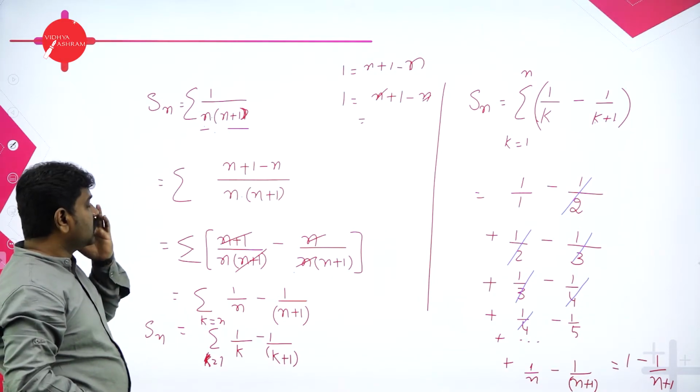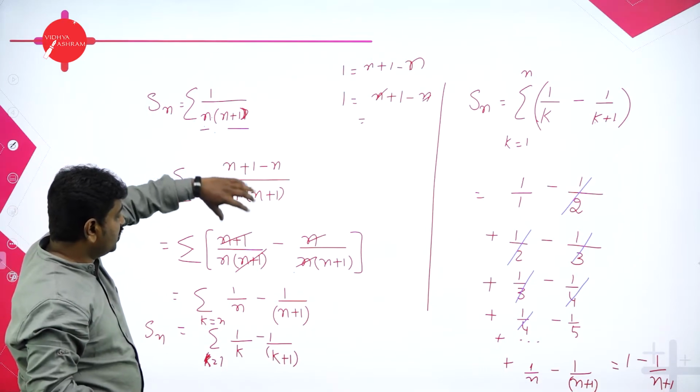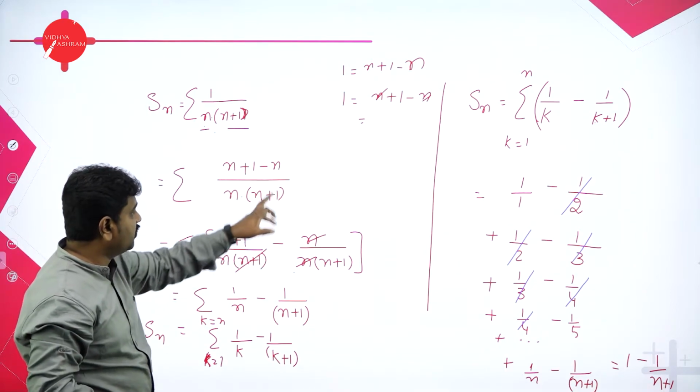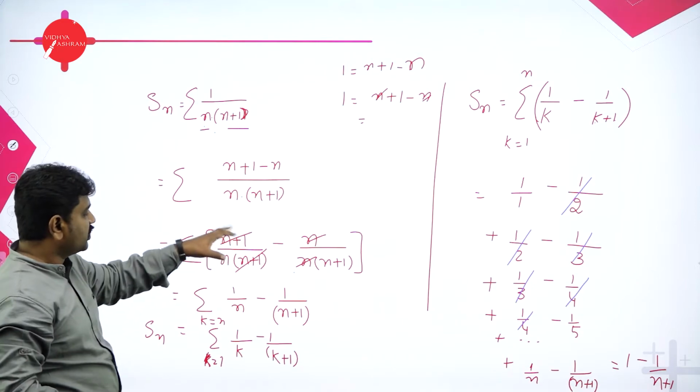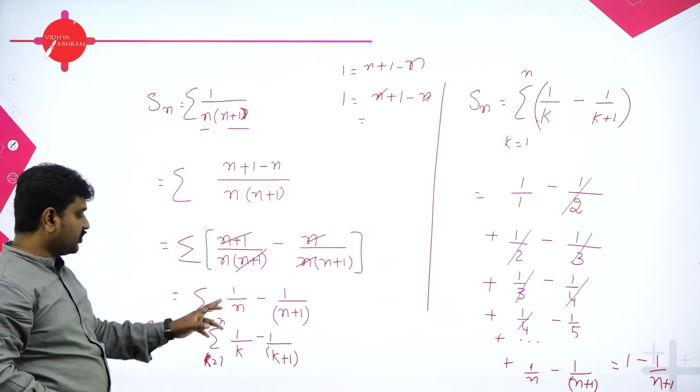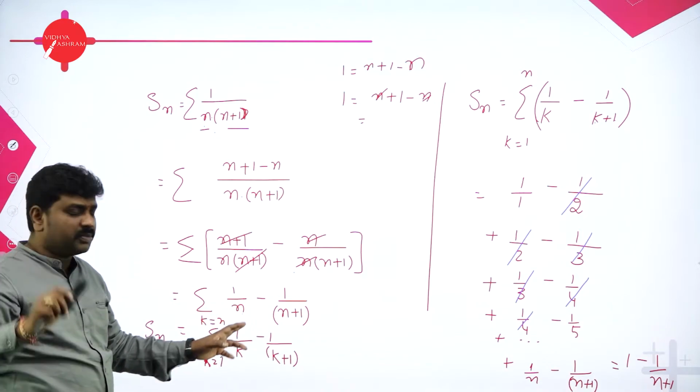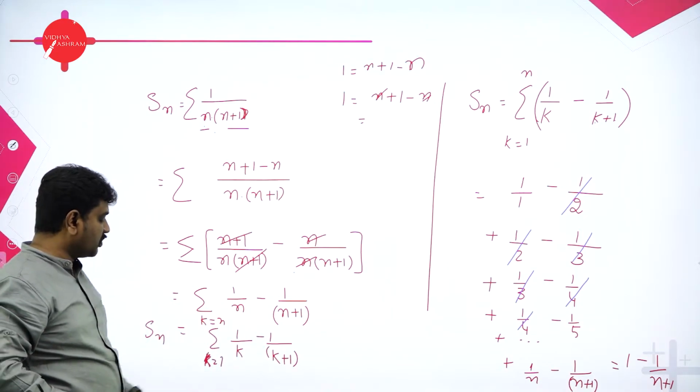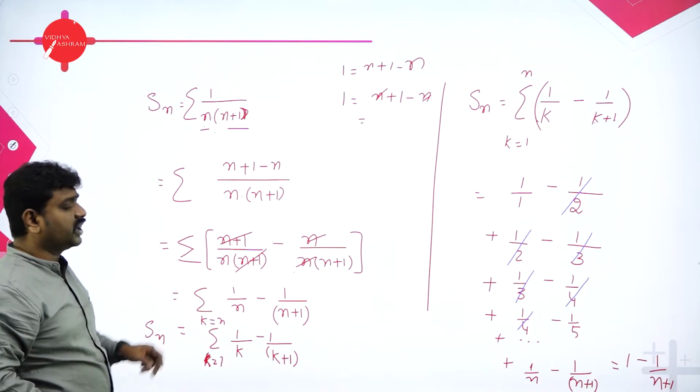After that, split it. Group it. n plus 1 divided by the denominator minus, in between, n by denominator. n plus 1 cancels. It will become 1 by n. This. And in place of n, I will take k. So, replace it by k. I will write 1 by k minus 1 by k plus 1. And k varies from 1 to n.